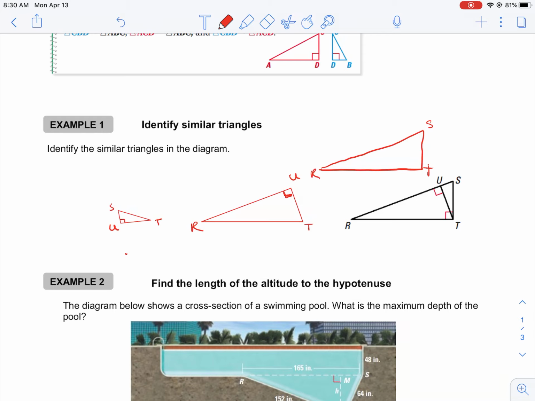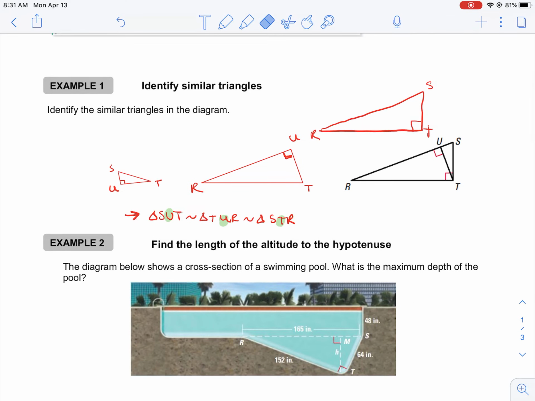So if we wrote this out, we would say then that triangle SUT is similar to triangle TUR, which is similar to triangle STR. Notice that these are all our 90-degree angles, so you want to make sure they're corresponding, right? Order still matters here. So that's how we're going to identify the similar triangles.